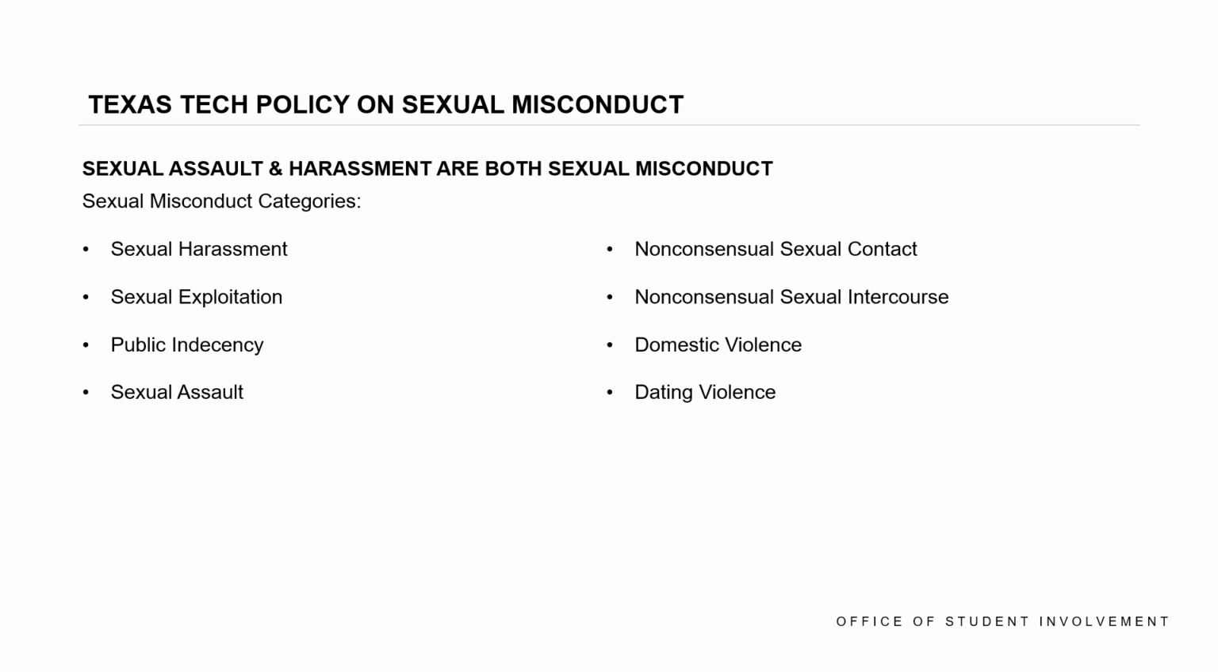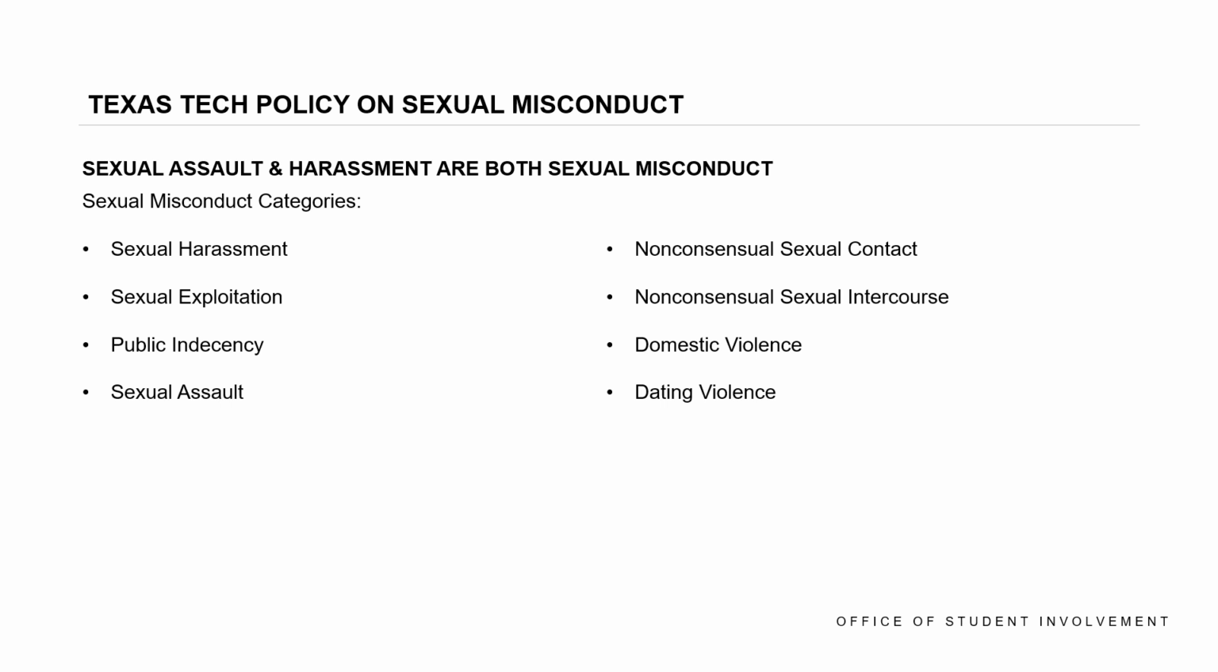The second subcategory of sexual assault includes non-consensual sexual intercourse, which is the sexual penetration or intercourse, however slight, and with any object without consent. Penetration can be oral, anal, or vaginal.